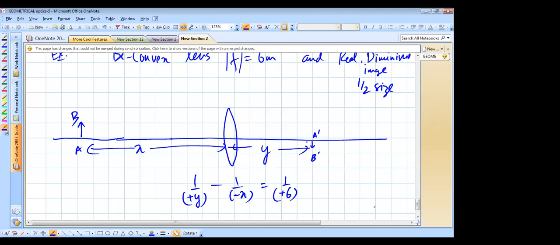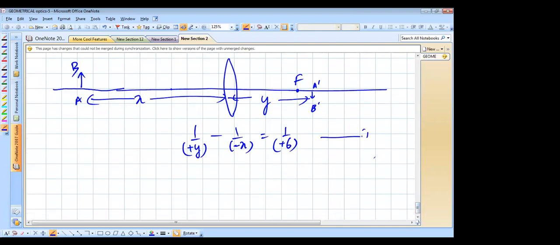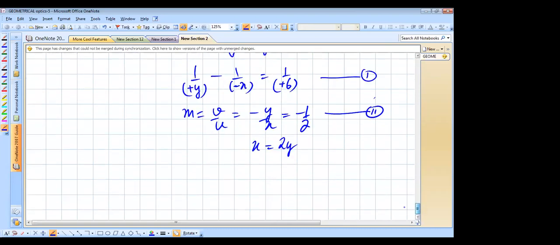Focal position will be somewhere. So that's your equation 1. And the magnification factor, which is v by u, will be minus of y by x. That should be minus half. That's the second. Or x should be equal to double of y. Very simple. So to calculate x, that's it. That's all you have to do.